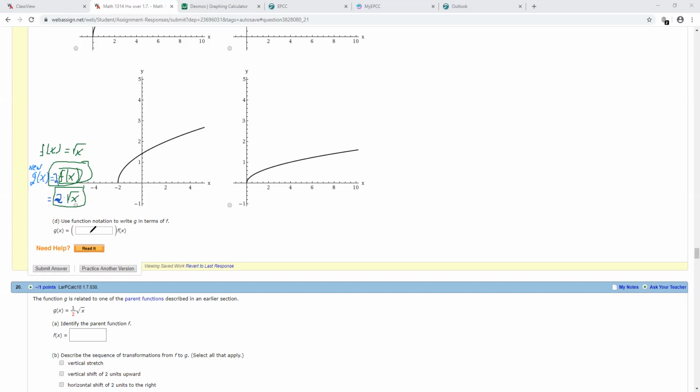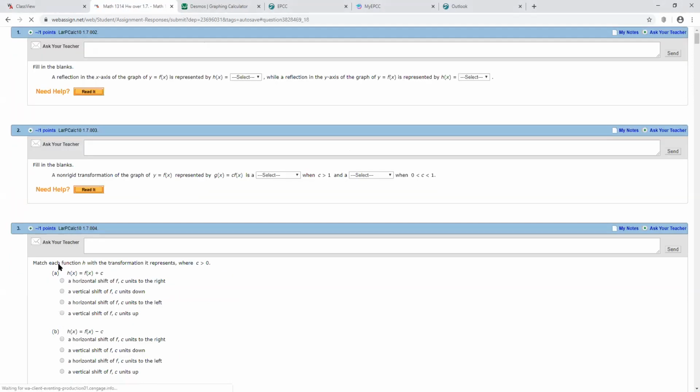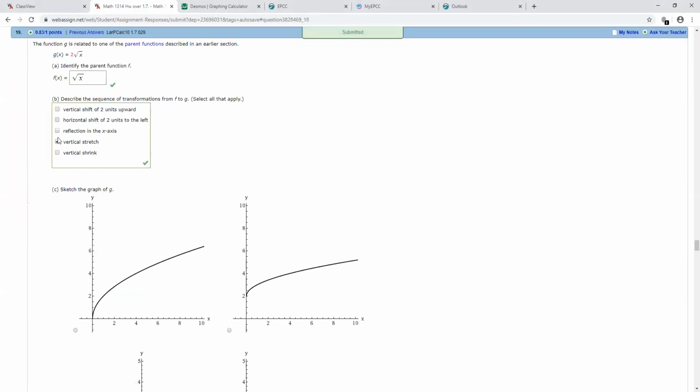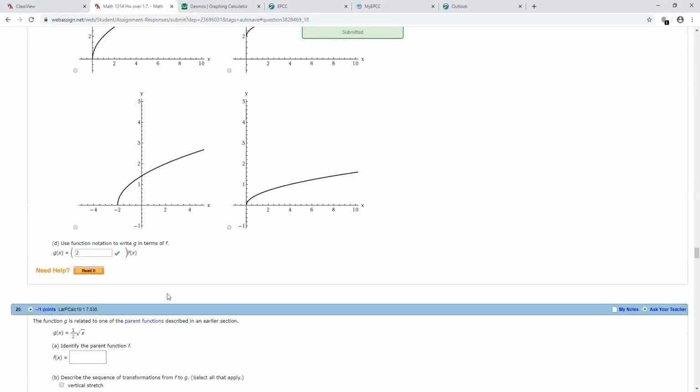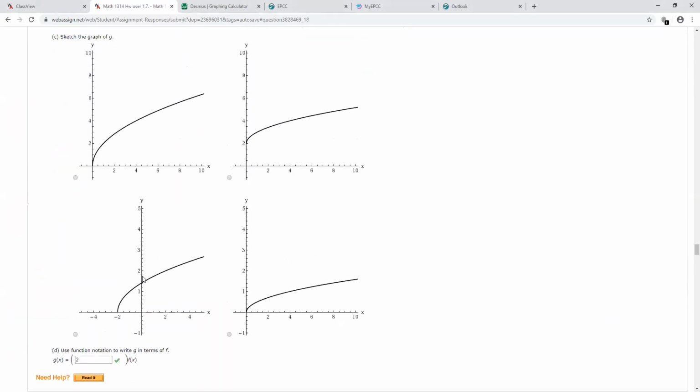So what are we going to put right in here? It's the original function multiplied, but not inside the x, but outside. So all we have to put here is a what? 2. Great. And we can check all of that. Correct, correct, correct. And now match.